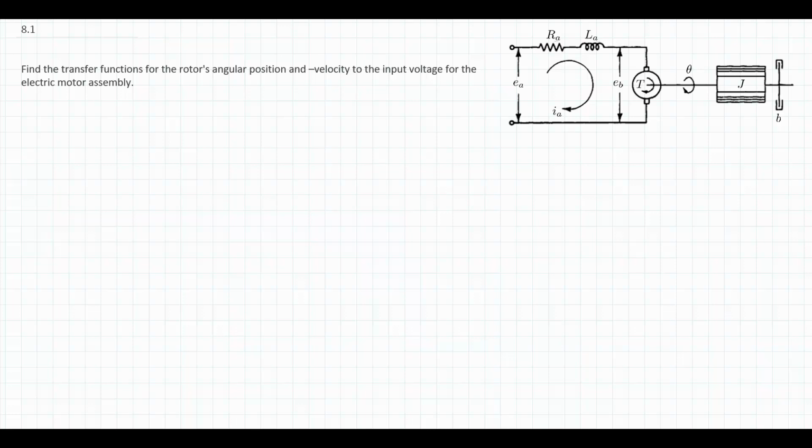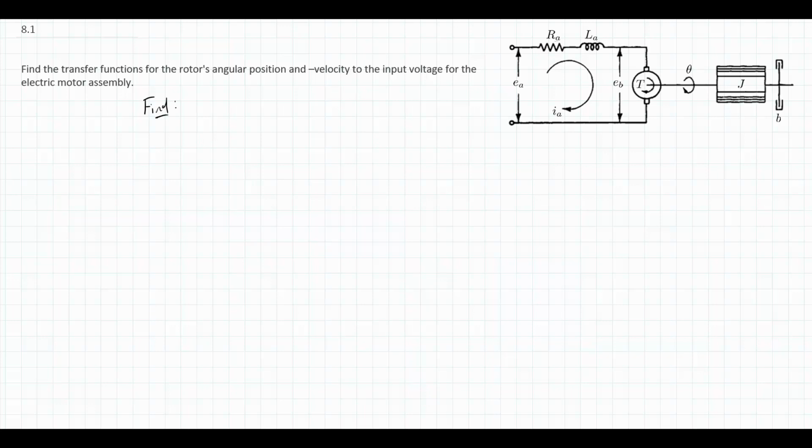In this electromechanical system, we have an electric circuit with an input voltage that is going to control a DC motor that applies a torque to the mechanical side, which is our rotor. And what we're looking for is the relationship between the output of the angular position and an output of the angular velocity of our rotor to the input, the voltage going into that circuit, EA. So we're looking for here two transfer functions.